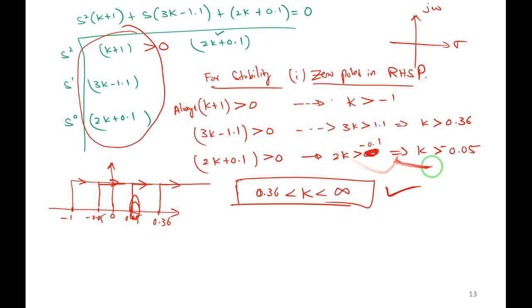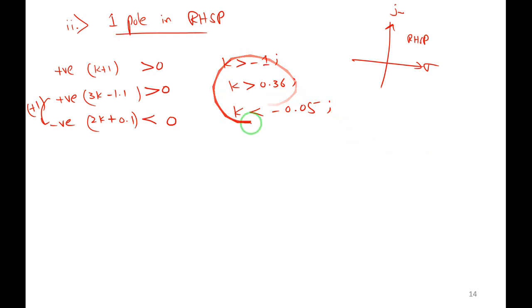I hope you are getting what I am doing. This is greater than 0. Now it had become less than 0. Just make it less. So k is less than minus 0.05. These are the range of k.